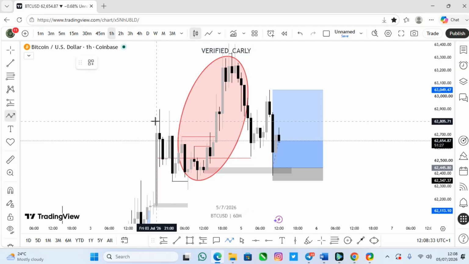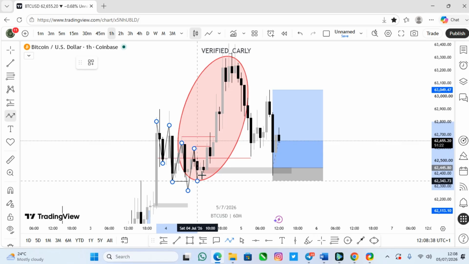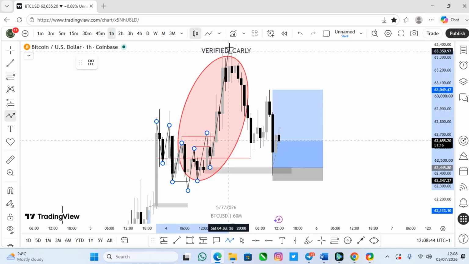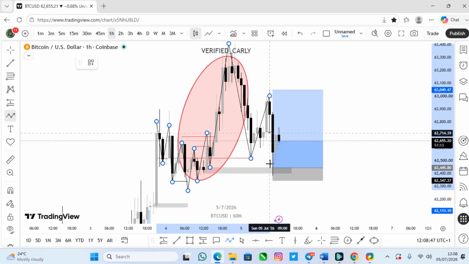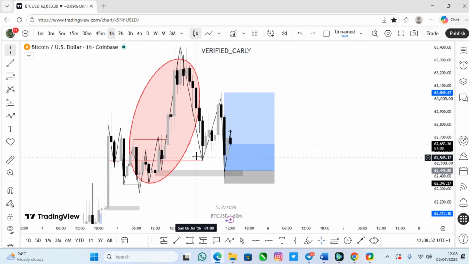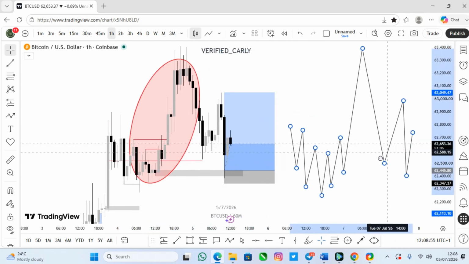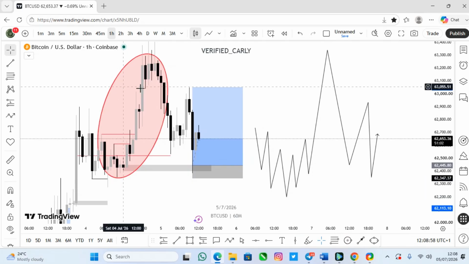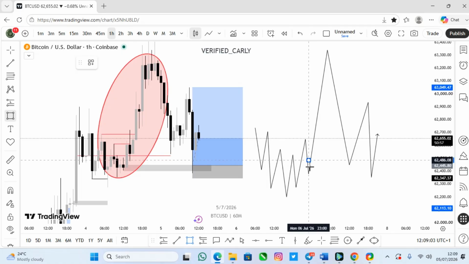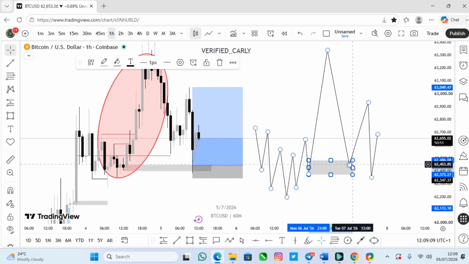Now, the trade was somehow like this. Let me use a path to draw it for you guys. And this type of trade is usually really confusing. Most of you might use this zone as your entry, and you'll be buying.